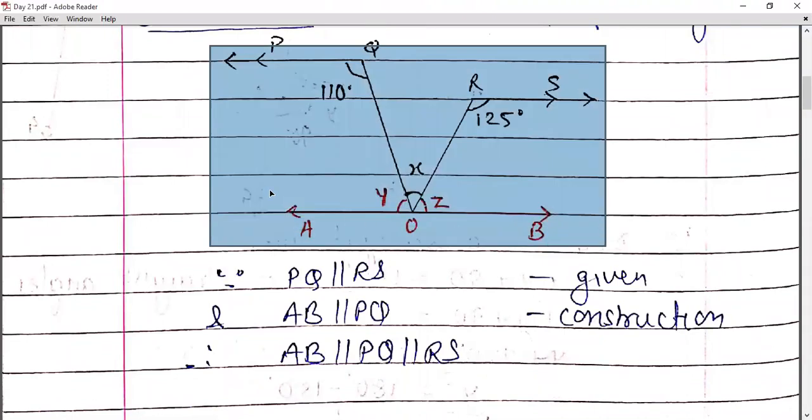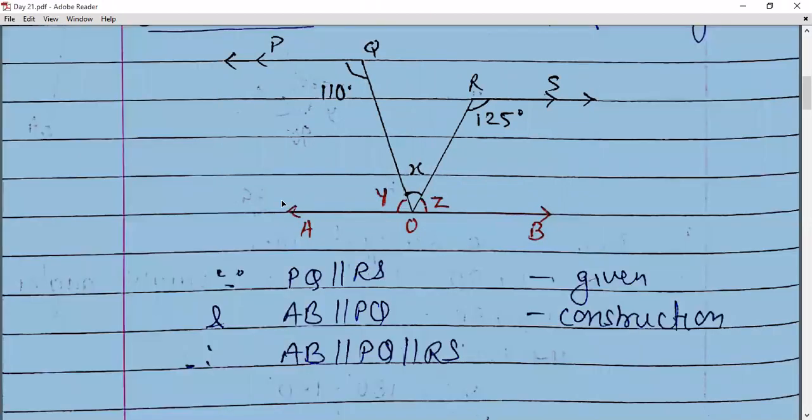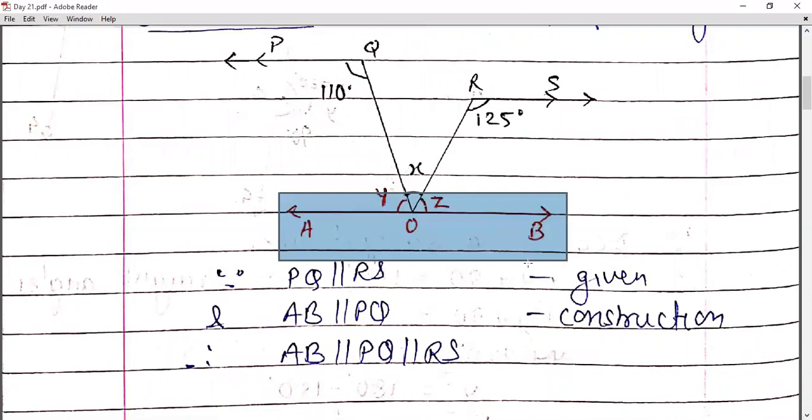The construction is shown with a red pen. So the angles will be formed as angle Z and angle Y. Now, since it is given line PQ is parallel to RS, and I have drawn line AB parallel to PQ, then the three lines will be parallel to each other. PQ is parallel to RS, that will be parallel to AB.